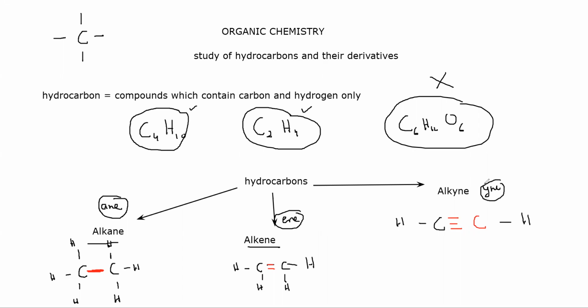So from the structure, you can identify whether it is alkane, alkene, or alkyne. If there's a single bond, it is alkane. If there's a double bond, alkene. And if it's a triple bond, alkyne.